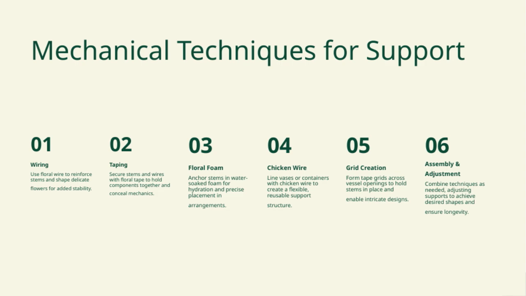Then we use floral foam, which is soaked in water to anchor stems firmly in place. This helps keep your arrangement hydrated and allows for precise positioning of each flower. Moving on, grid creation is also key, forming tape grids across vessel openings to hold stems in position. This technique allows us to create more intricate and controlled designs. Chicken wire is another versatile support. Lining vases or containers with it creates a flexible, reusable structure that can adapt to various arrangements.